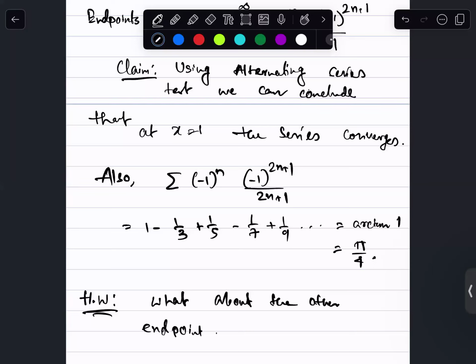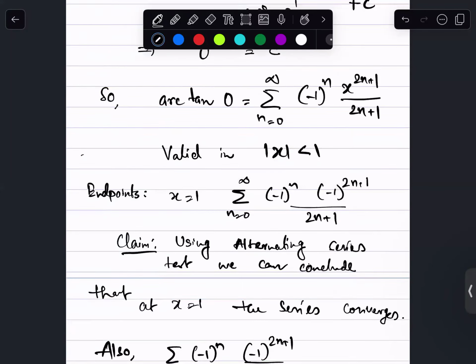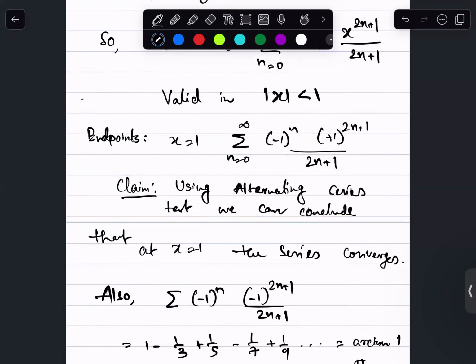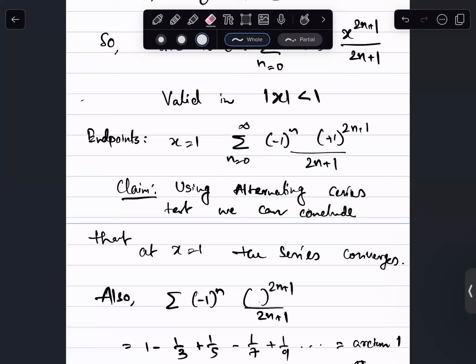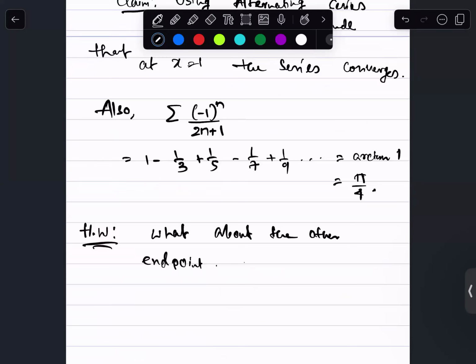Oh, it's plus 1. That's why. Okay, now it makes more sense. What about the other endpoint, x equal to minus 1? So you can figure it out, I believe.